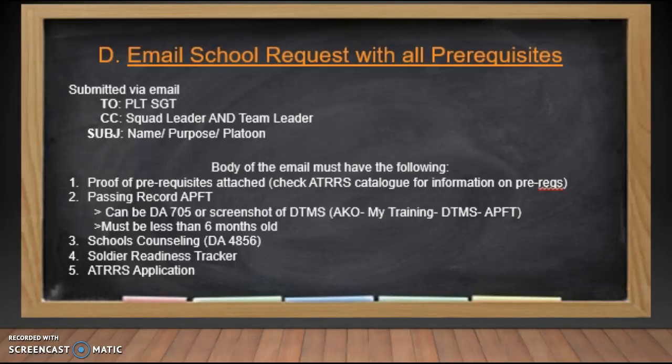Be sure and practice appropriate email etiquette. You're going to want to have your name in the subject line, the purpose of your request, and your platoon in the subject line. In the body of the email, you want to make sure to address all of the things that are attached. There should be 5 attachments for your request. It's going to be the ATRRS application, your Soldier Readiness Tracker, and your schools counseling, which is what we talked about in this video. And in addition to that, you're going to want to have proof of any prerequisites that you need for the course, like SSD1 if you're going to BLC, and you're going to want to have a passing record APFT. This can be a DA 705 or a screenshot of your DTMS.